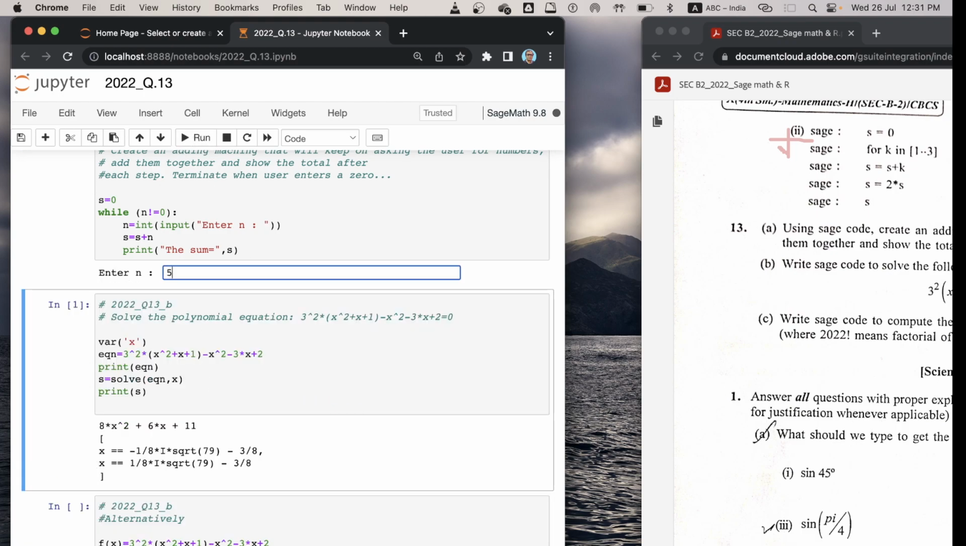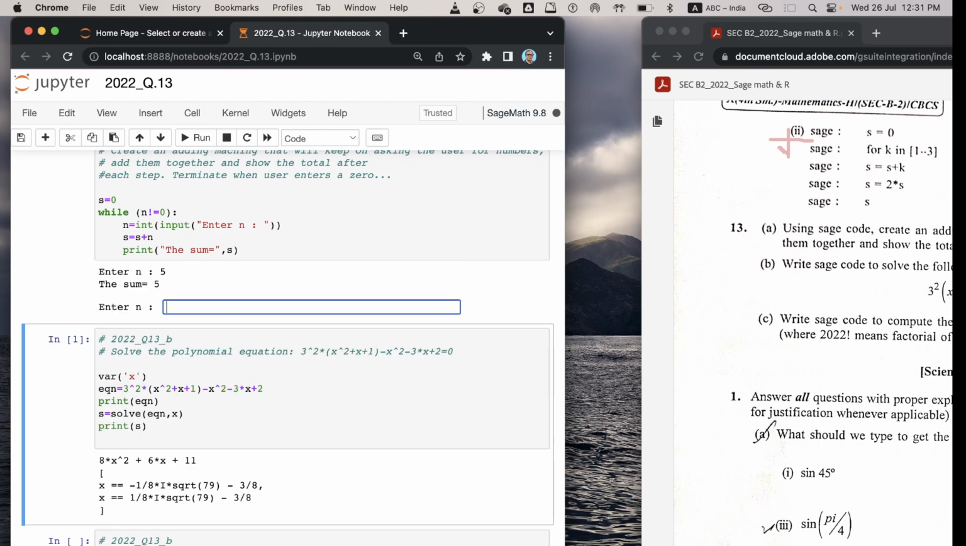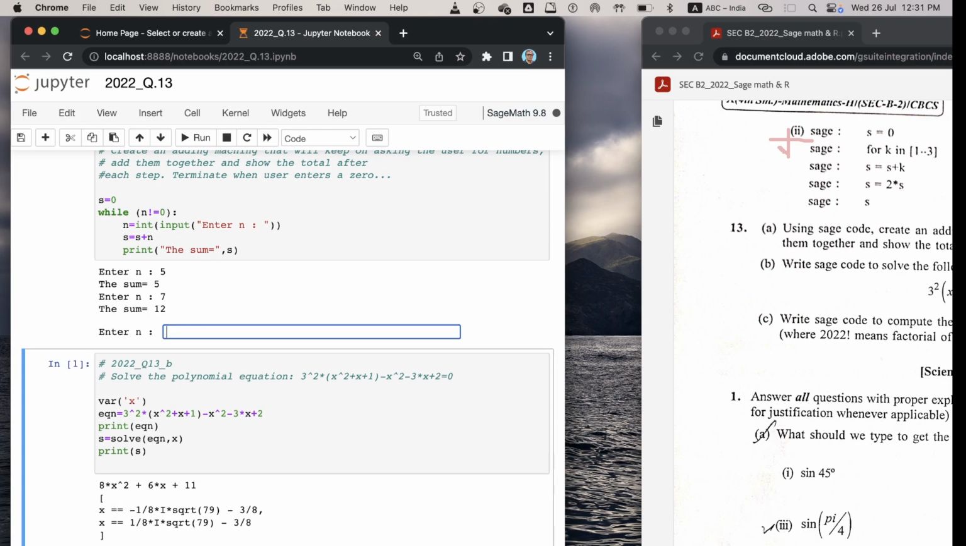Put n equal to 5. So the sum is 5, because the previous sum is 0, and 0 plus 5 equals 5. Next, enter n, suppose n equal to 7. The previous sum is 5, so 5 plus 7 is 12. So the output is 12. Now put n equal to 0 here, which prints the sum and terminates. The sum is 12, the previous sum. So the program terminates here.